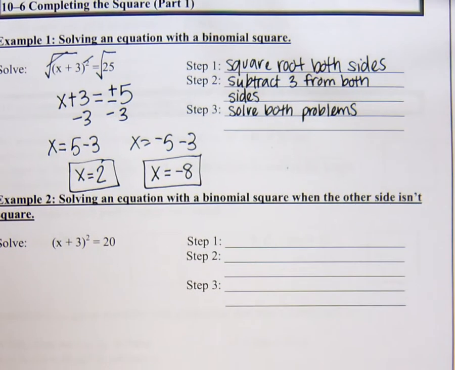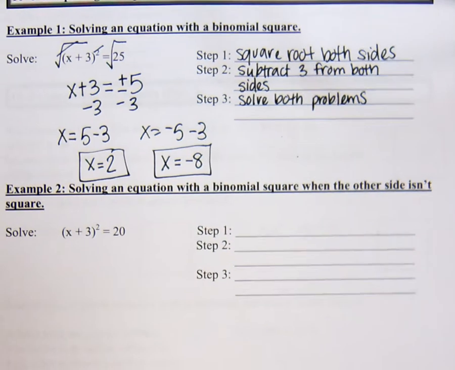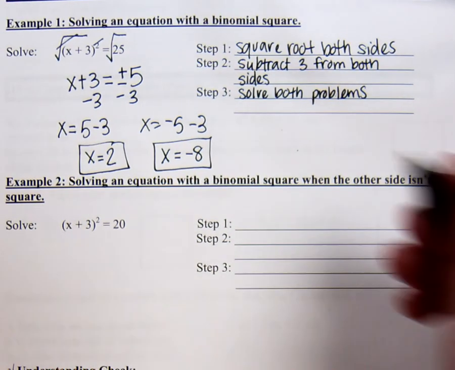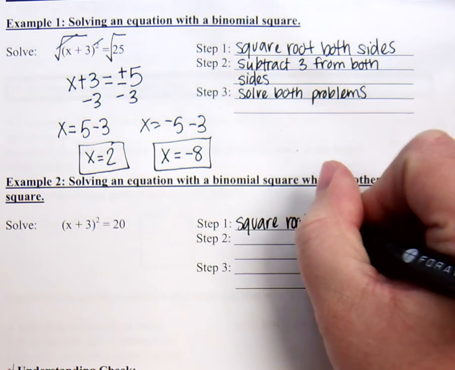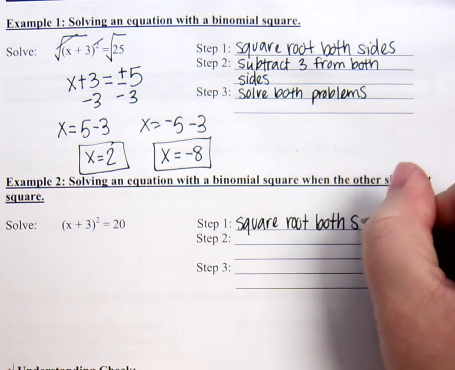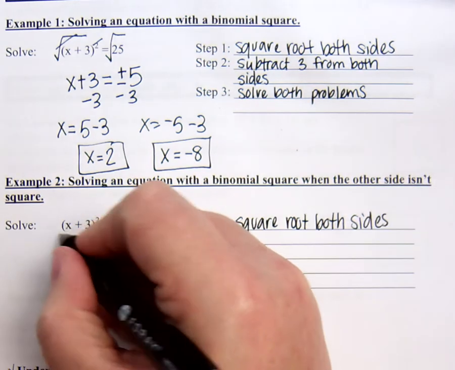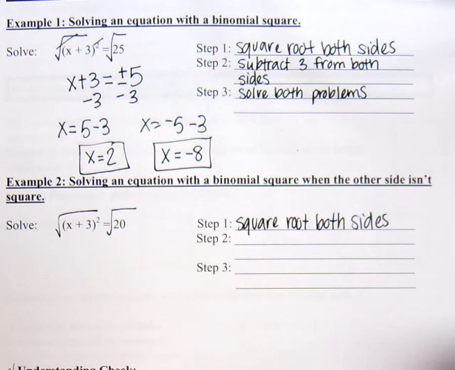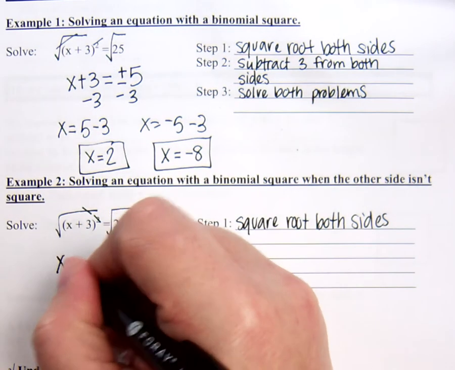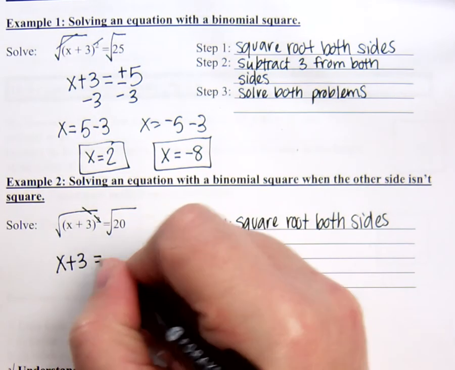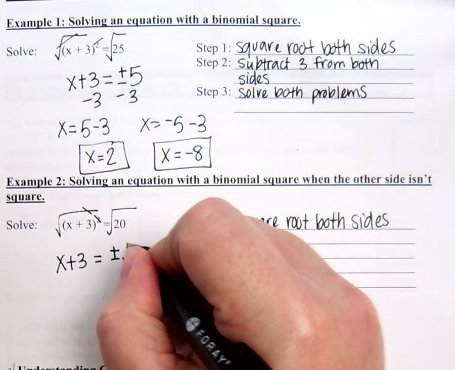For example 2, you do not have a perfect square on the right-hand side, but we are still going to take the square root of both sides first. So we take the square root of both sides. The square and the square root cancel because those are inverse operations, and that leaves me with x plus 3 equals the positive and negative square root of 20.